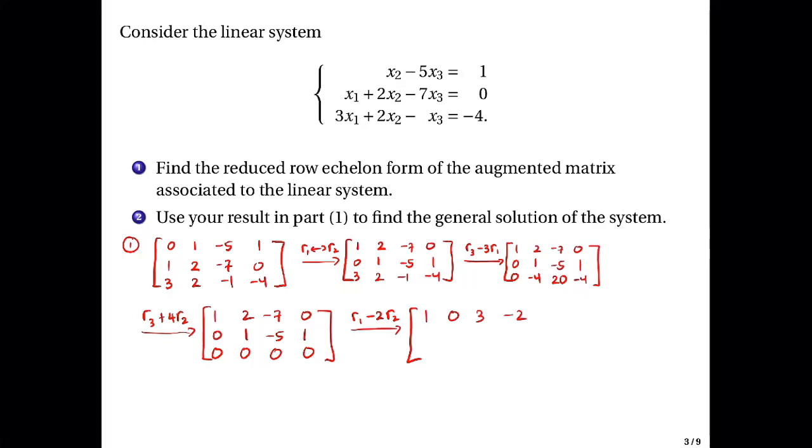And then for the rest, we'll just copy 0, 1, -5, 1. And then here we have the 0 row. So this is the RREF. Okay? So this is the reduced row echelon form. So let me just write this. RREF. Okay?